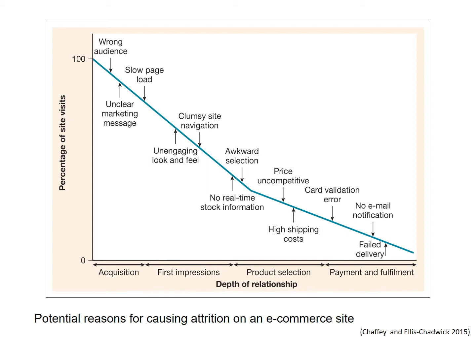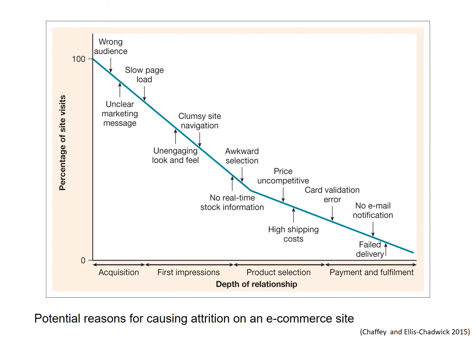not taking place, including it's the wrong audience, unclear marketing message, could be a slow page loading up. There's nothing worse than a page taking ages to load up. It could be clumsy site navigation, unengaging look and feel of the website. And sometimes you just don't like the look and feel of the website, and it's maybe too small or too complicated. It's not very easy to use. Awkward selection, no real-time stock information, price uncompetitive, high shipping costs, card validation error, no email notification, and failed delivery.